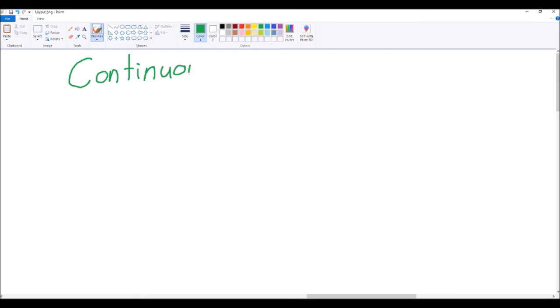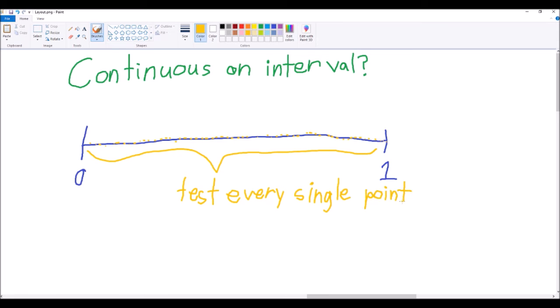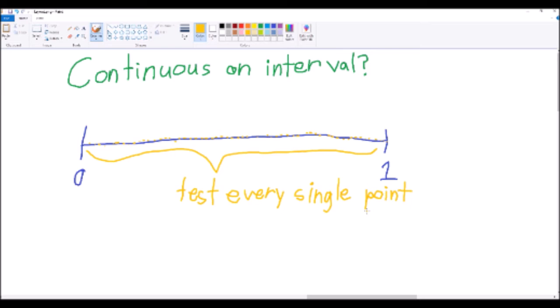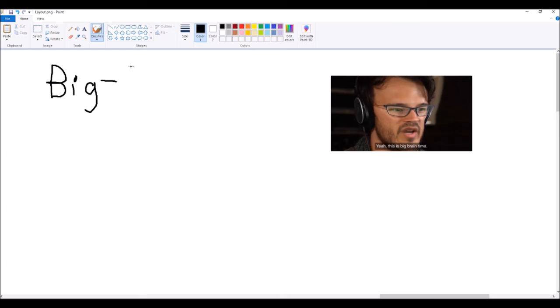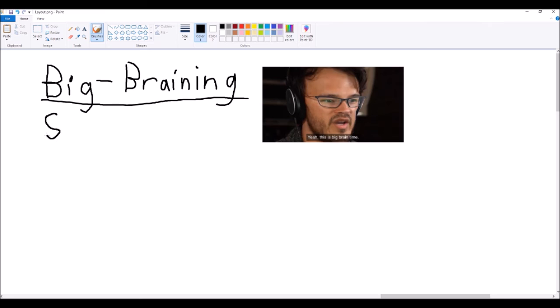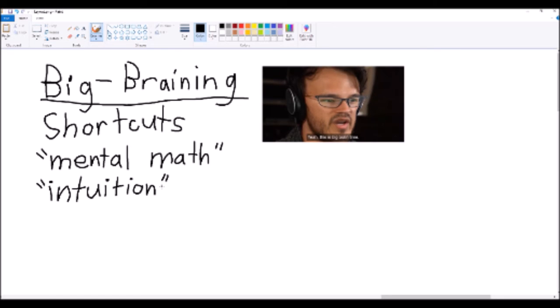But what about being continuous across an interval? Now, an interval is basically just a zillion points right next to each other. So if we were to test continuity, we would have to do this test on every single point in the interval. That is an unreasonable request. So we need to take some steps into what I'm calling big braining. I realize I didn't define big braining well last episode, so here's how big braining works. Big braining is where you know what you're doing well enough that you can take shortcuts. Mental math and intuition are both parts of big braining. Here we're going to take a shortcut to avoid testing every single point for continuity.